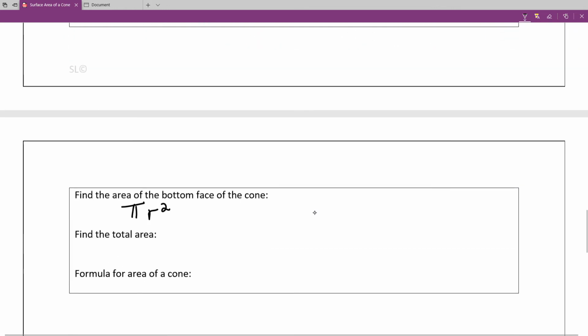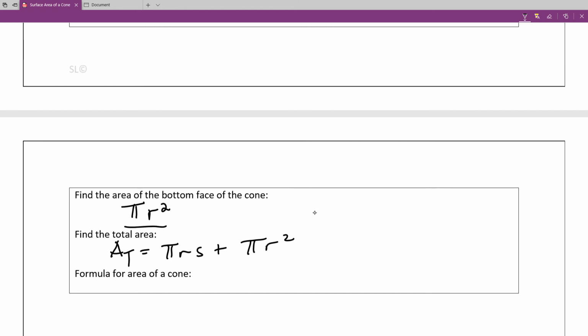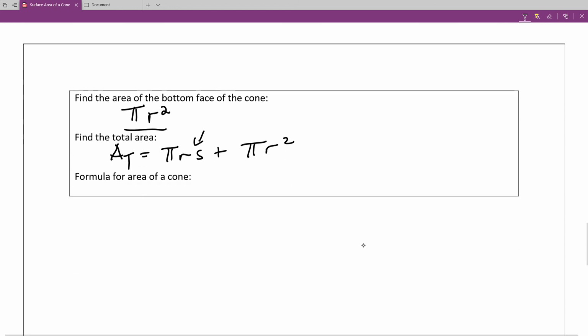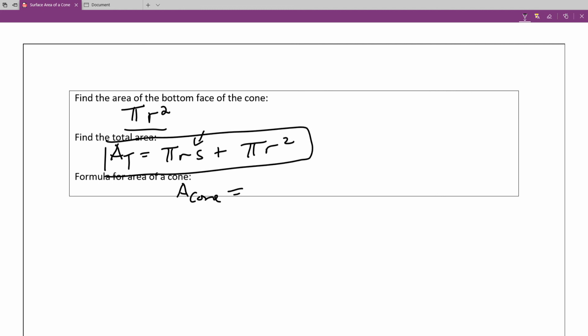So now we find the total area. The total area is going to be pi times r times s plus the bottom face, pi r squared. Again, this was the cone, figure 2. That's the top part of the cone. So the formula for the area of a cone is going to be equivalent to this total area here: pi r s plus pi r squared.